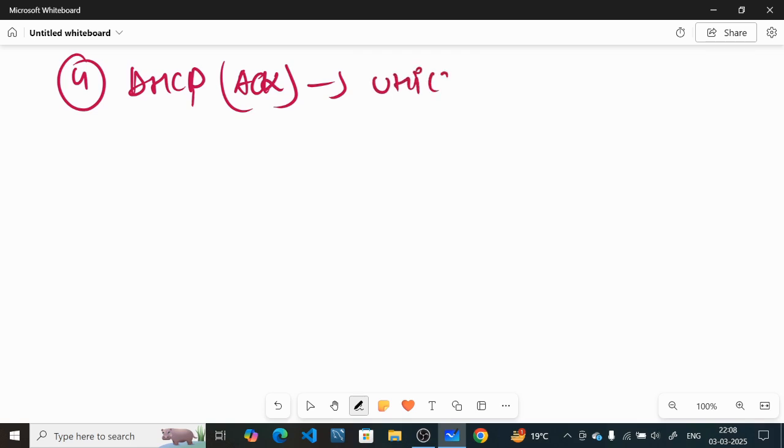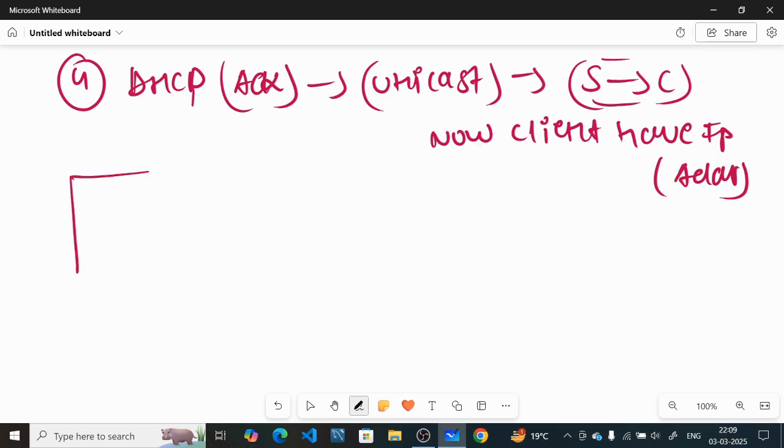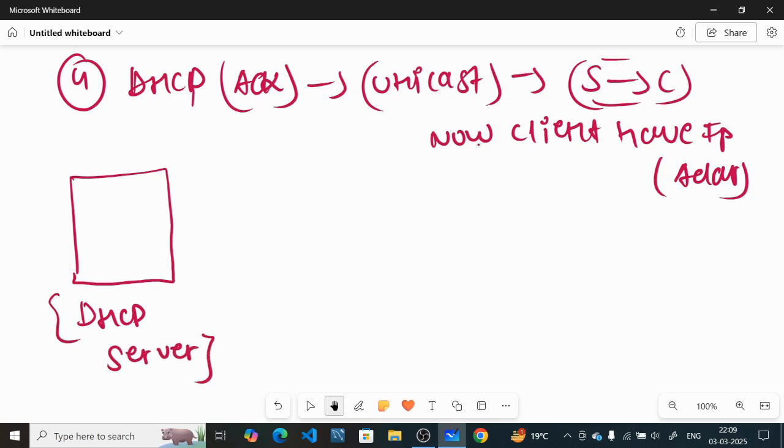It is unicast, meaning one to one, because now the client has an IP address. The client has an IP address, so it is unicast. It is from server to client, S to C. You can remember from that only. So one final time we draw a diagram. Always remember from this. From the diagrams you can remember better, and you can explain it to somebody in a better manner as well.